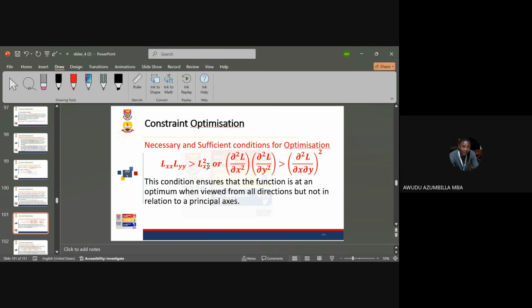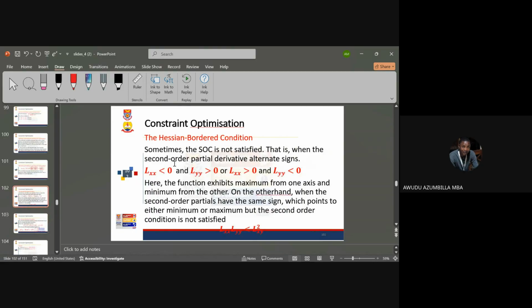So, on this one here, we are talking about LXX, which is the second differential of x. And then LYY is the same as the second differential of y. And then LXY squared is the cross differential of x. So when you differentiate x for the first time, then you differentiate with respect to y. That's the cross differential. We'll come to that soon, and you will also understand how we are going to do that. Okay, so this is just explaining it.